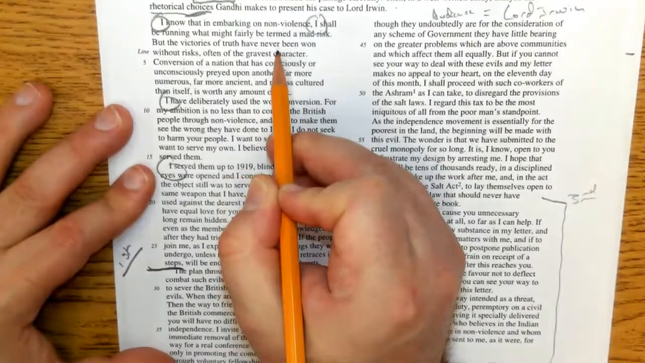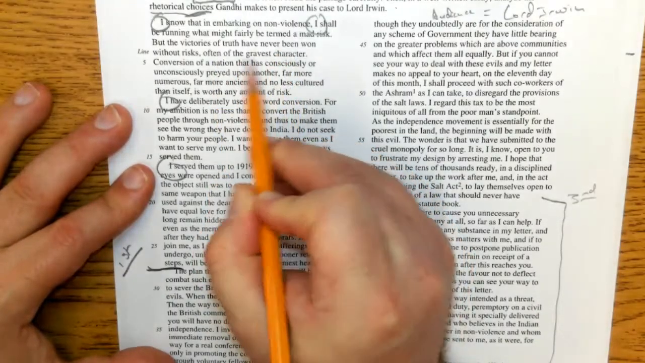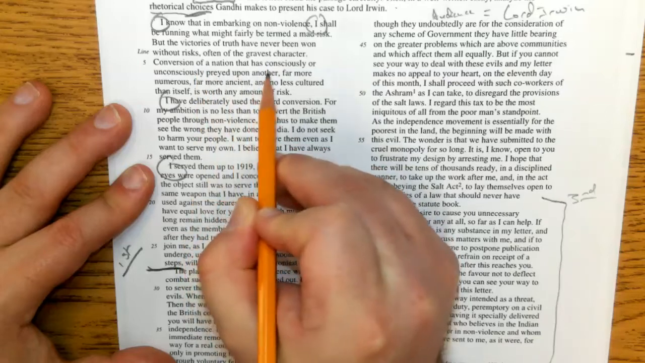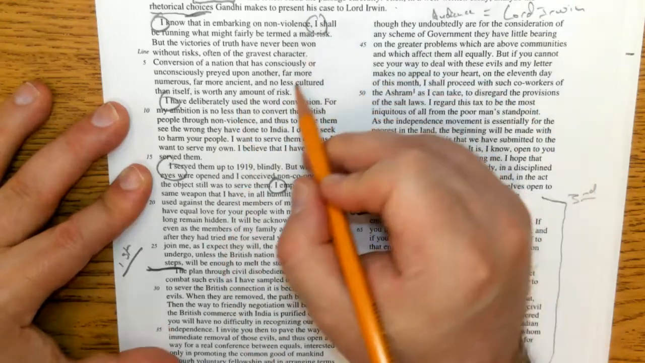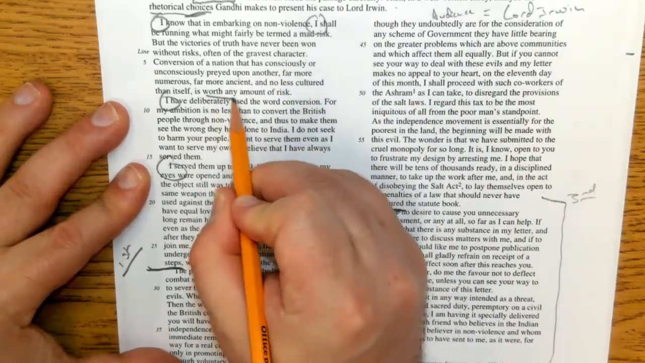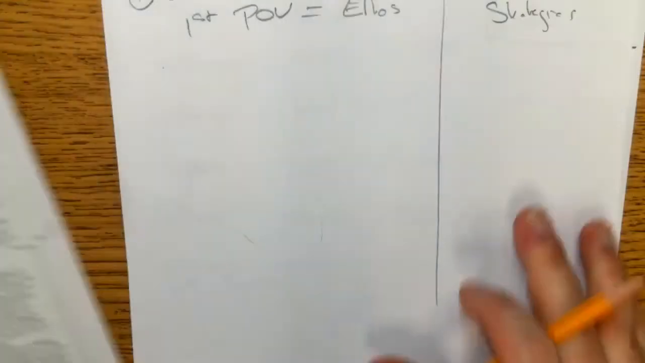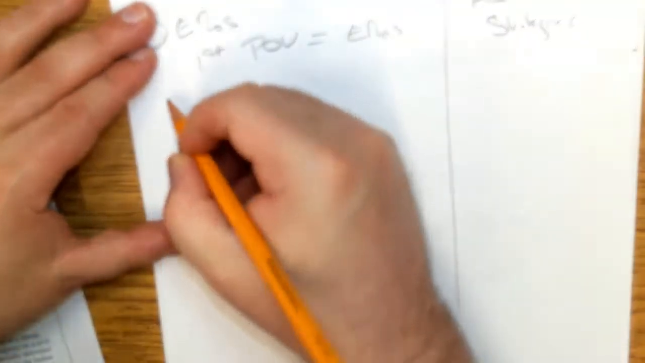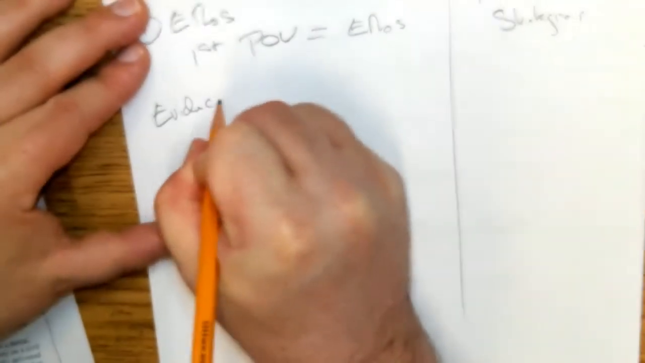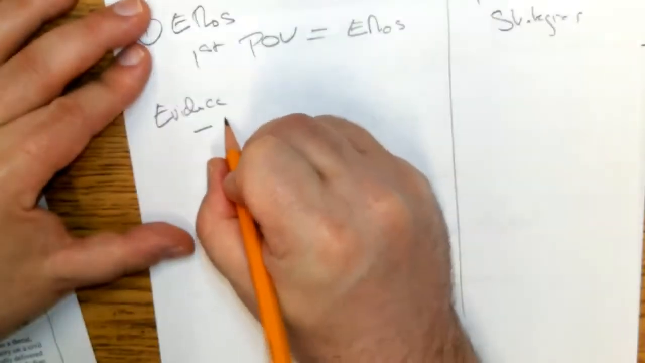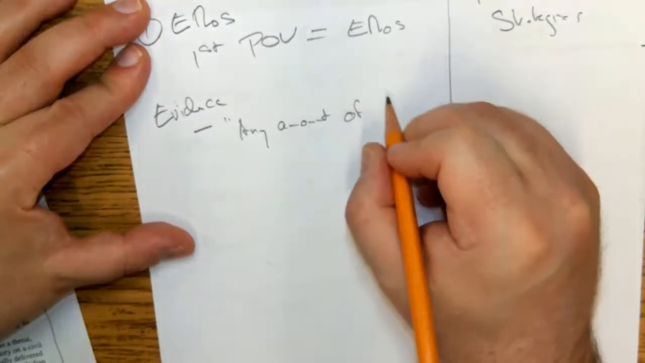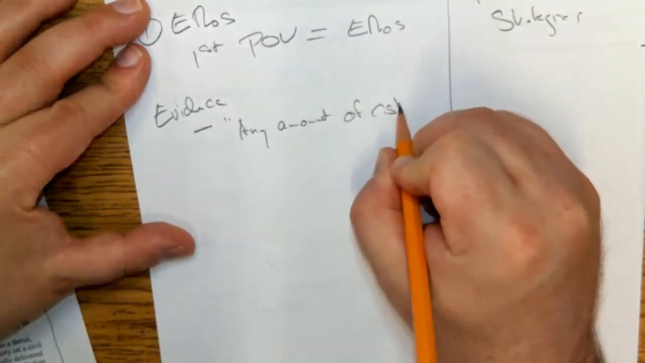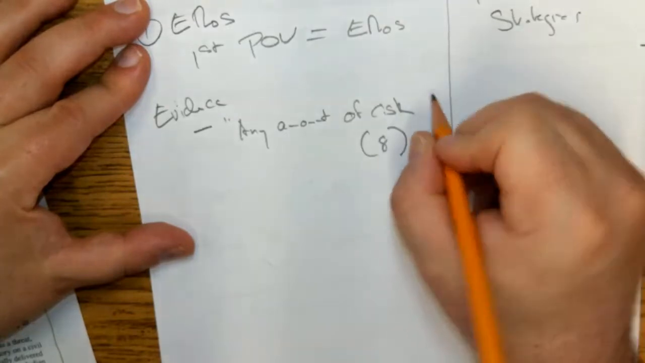But victories of truth have never been won without risks, often of the gravest character. Conversion of a nation that is consciously or unconsciously preyed upon another, far more numerous, far more ancient, no less cultured than itself, is worth any amount of risk. So I like that, any amount of risk. We're going to use this as our first piece of evidence. Evidence: any amount of risk, and that's in line 8.